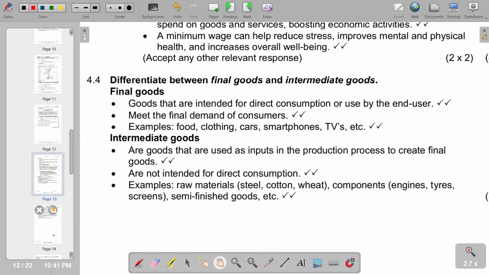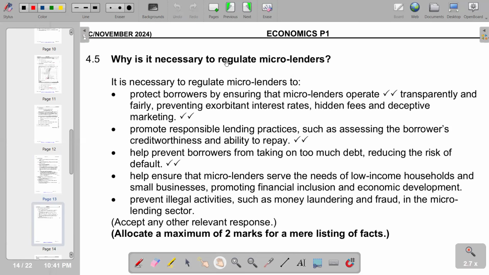As a continuation, we have 4.5. Why is it necessary to regulate micro lenders? We know that micro lenders are lenders that issue small loans. It is necessary to regulate micro lenders to protect borrowers by ensuring that they operate transparently and fairly, preventing exorbitant interest rates, hidden fees, and deceptive marketing. We know that micro lenders are also characterized by high interest rates. So that's the scenario that we have.